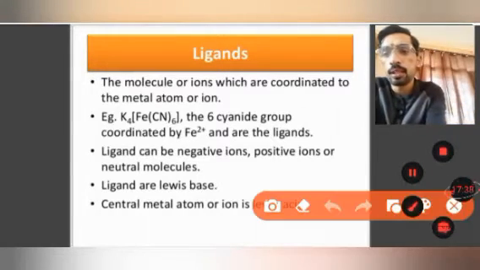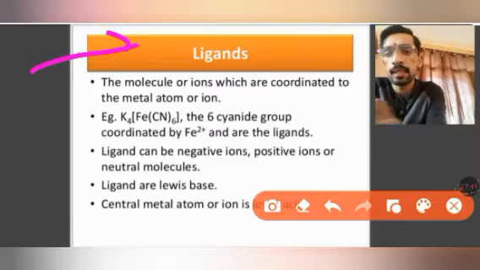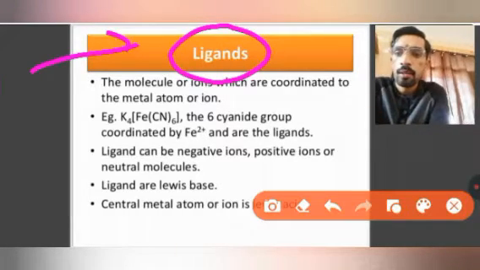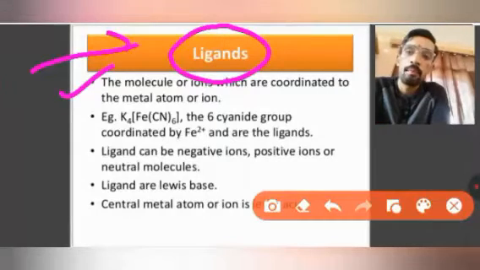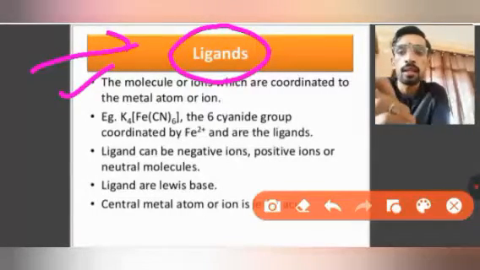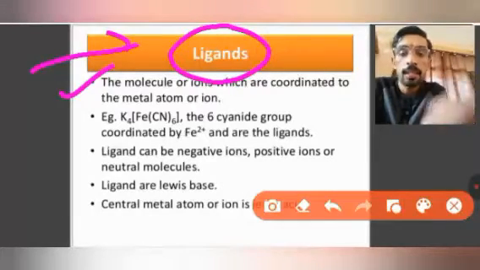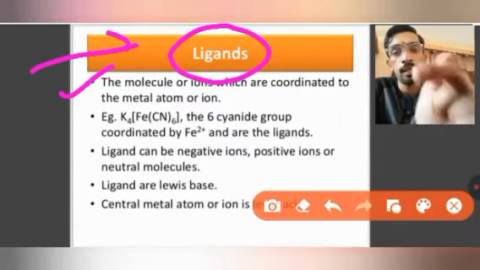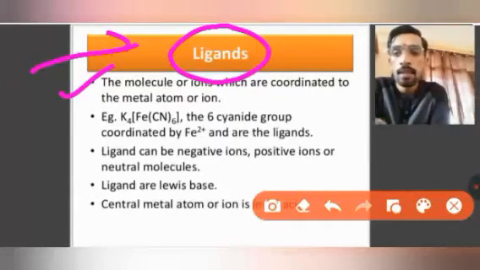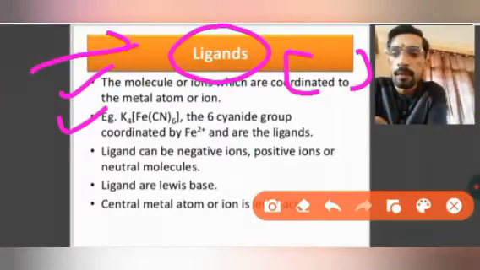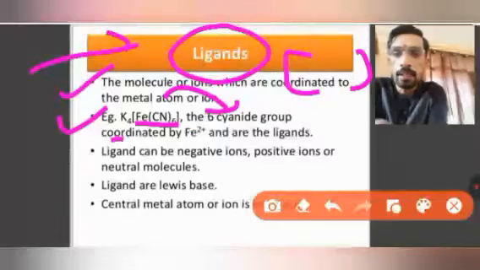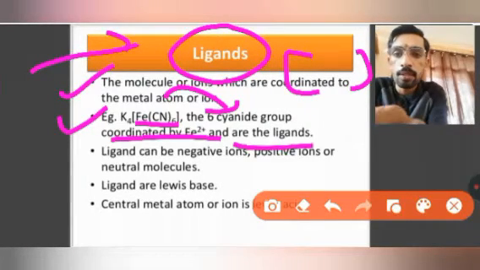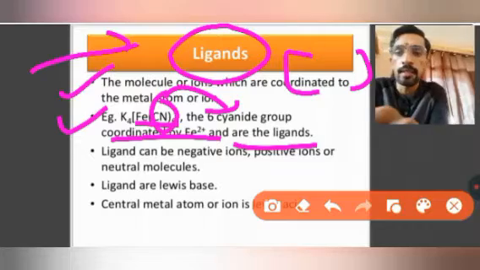Okay, there were two very important terms, metal and ligand, because the metal is surrounded by ligands. So what is a ligand? The molecules or ions which are coordinated to the central metal atom or ion are called ligands, meaning they form a coordinate bond with the central metal atom. For example, K4 bracket, this bracket is the sign of a coordination compound, hexacyanoferrate, where 6 cyanide groups are coordinated with Fe2+. So cyanide is the ligand here.